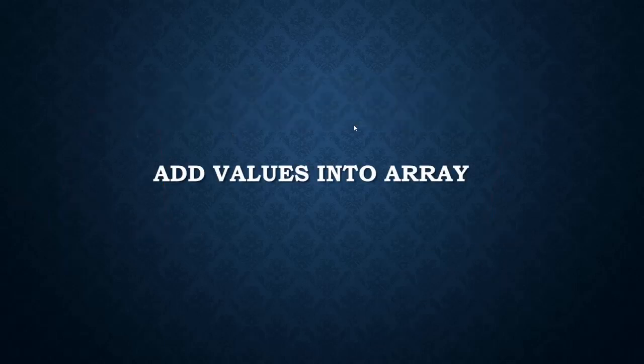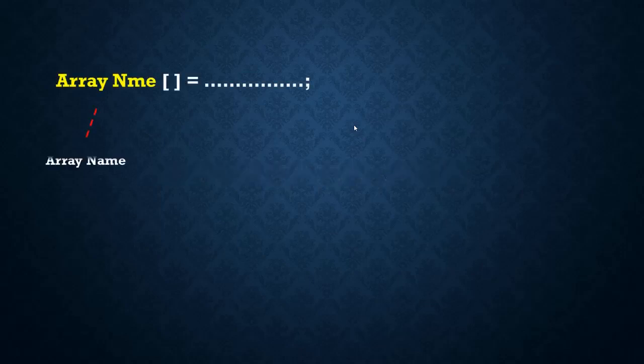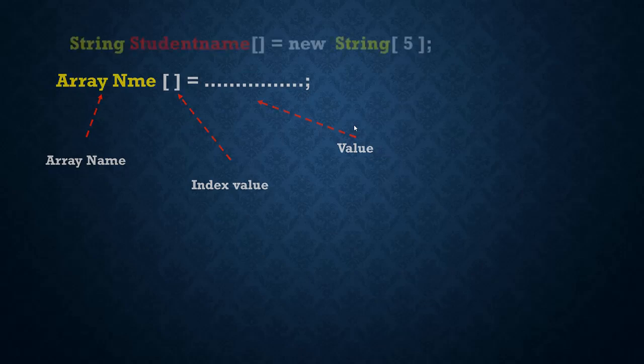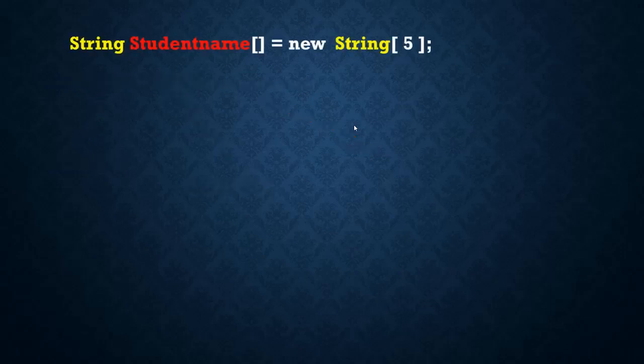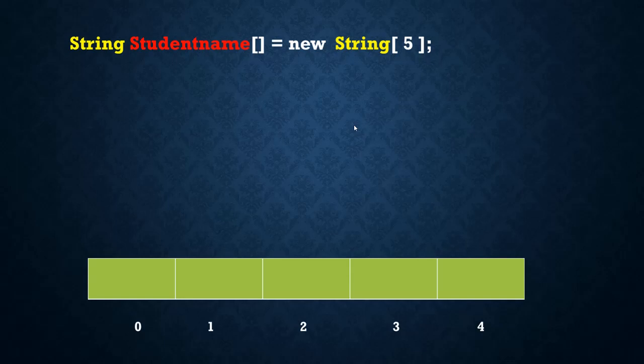Now let's see how to add values into the array. First, you should have the array name. And then you should have the value. But make sure that the value is compatible with the array data type. And then you have to provide the index value. What do you mean by index? Let's see next. Here, this is my array. And once I execute, I will get the array. Now look at this. You have 5 continuous memory slots starting with 0 and ending with 4.